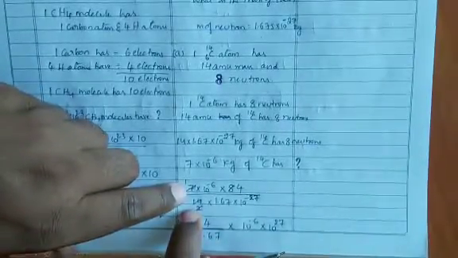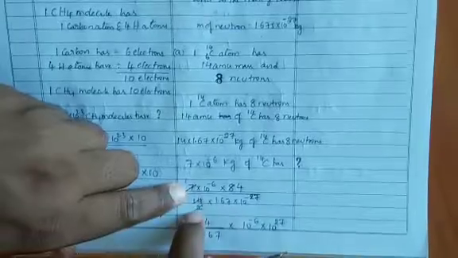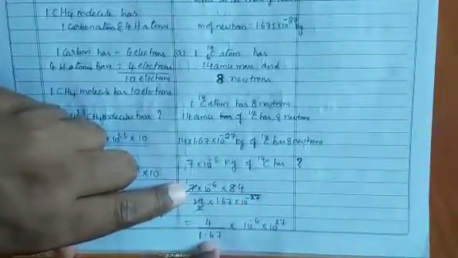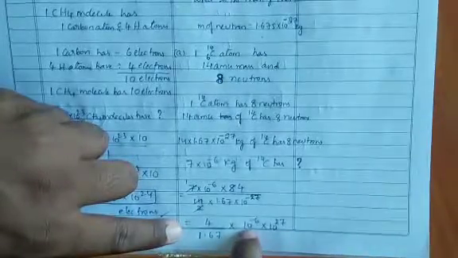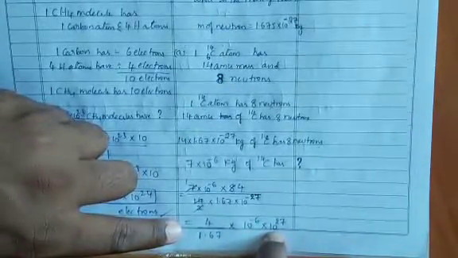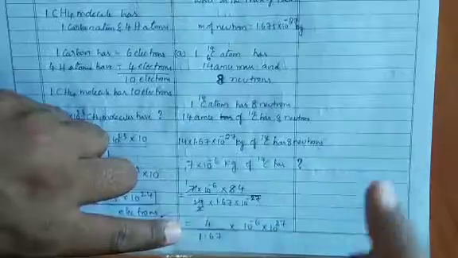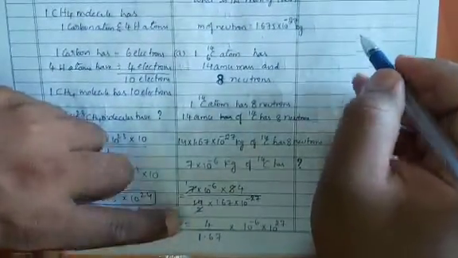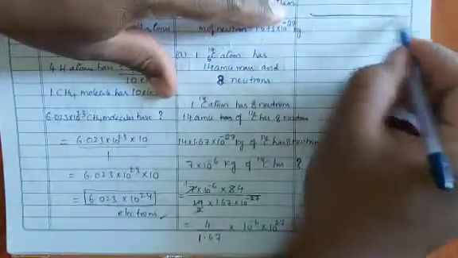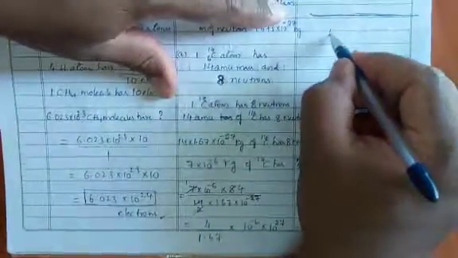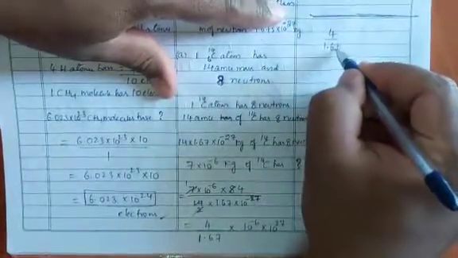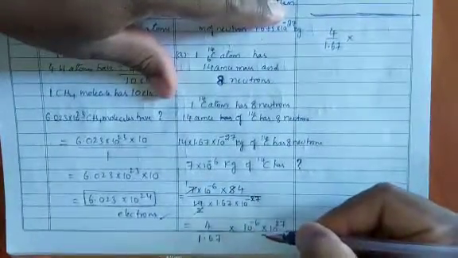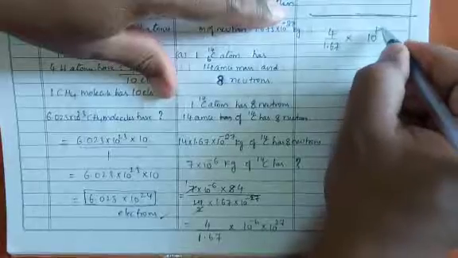7 ones are 7, 7 twos are 14. 2 ones are 2, 2 fours are 8. 4 divided by 1.67 into 10 power minus 6 into 10 power 27. We will continue this one here. 4 divided by 1.67 into 10 power 27 minus 6. 27 minus 6, 10 power 19.